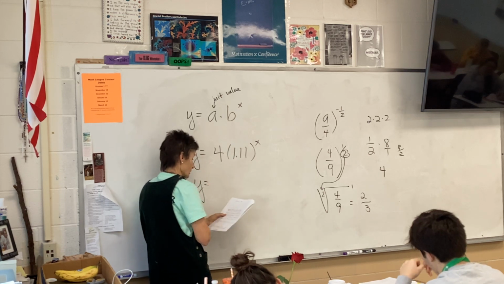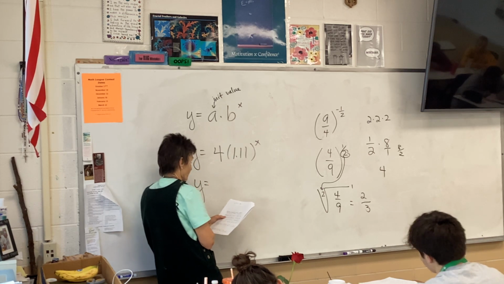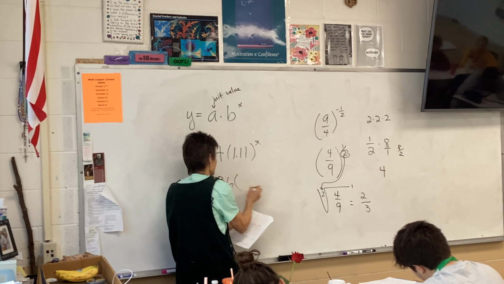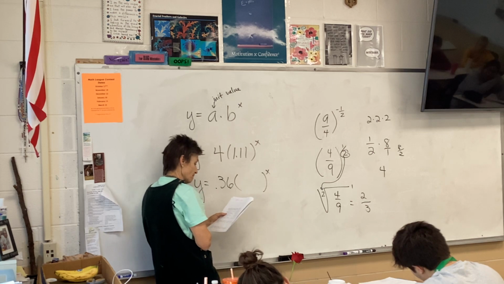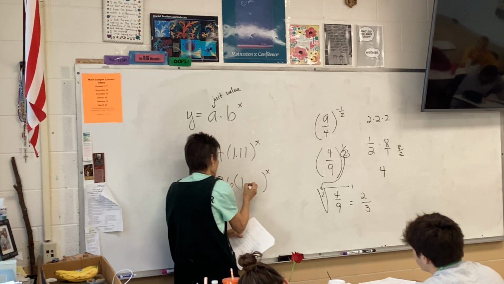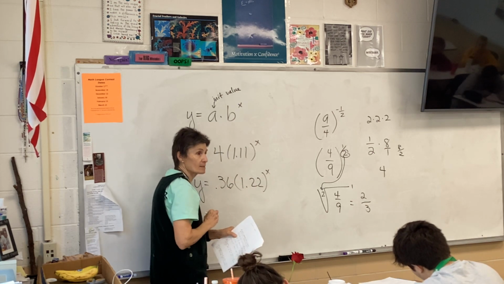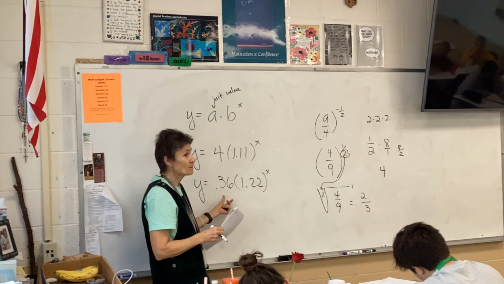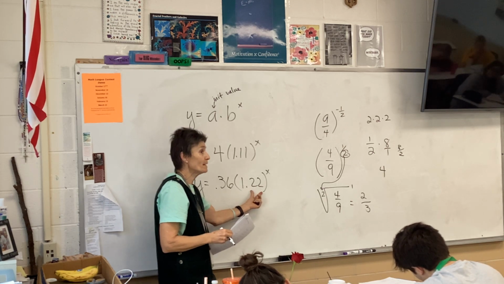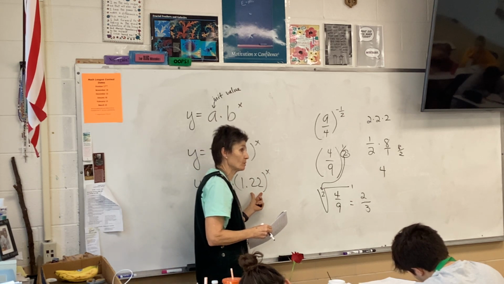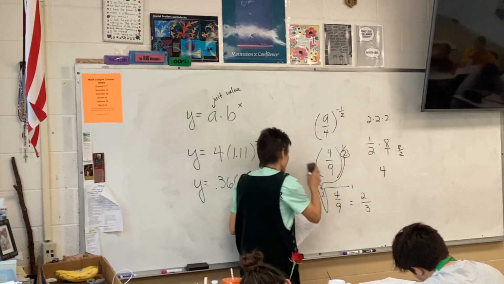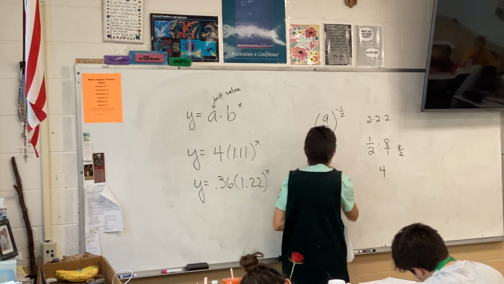All right, what about B? What's B going to look like? Y equals 0.36 times 1.22 to the x. Because what is this problem supposed to describe? A 22% growth. Okay, now here's where the fun begins.